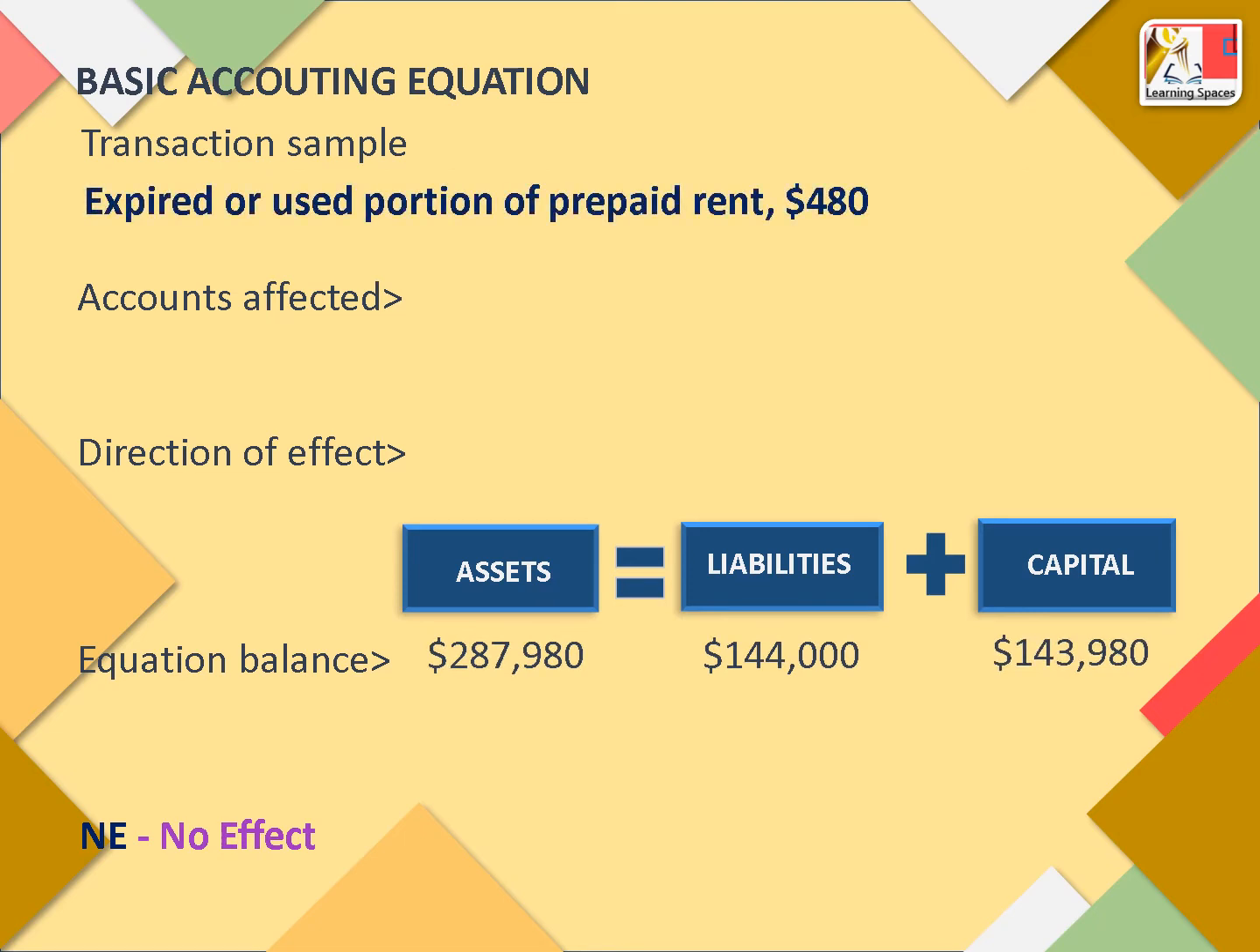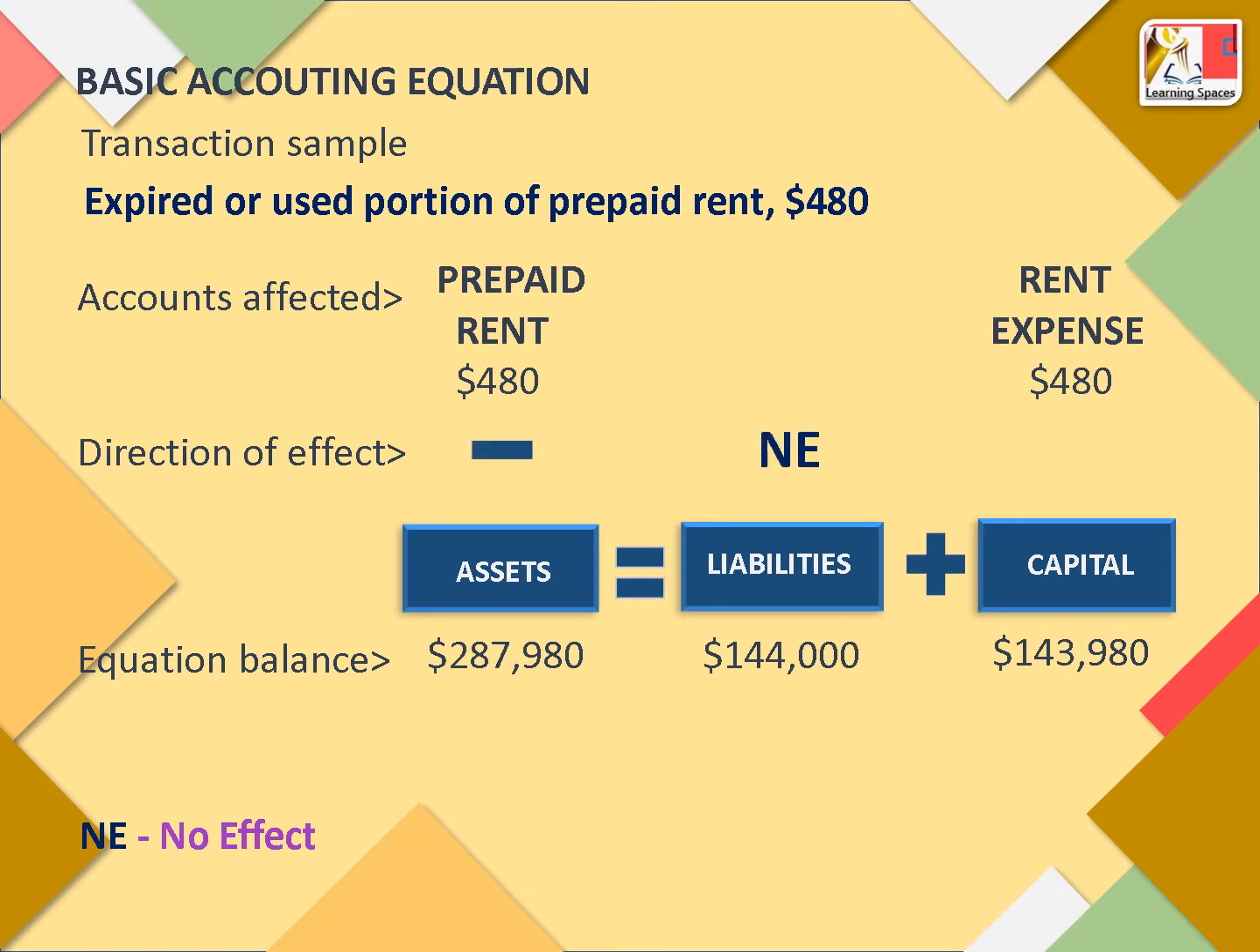Let's try a few more, this time on expenses and revenues. Prepaid rent previously recorded has expired. The expired prepaid rent will be a deduction on assets, while the rent expense will be a deduction on capital.